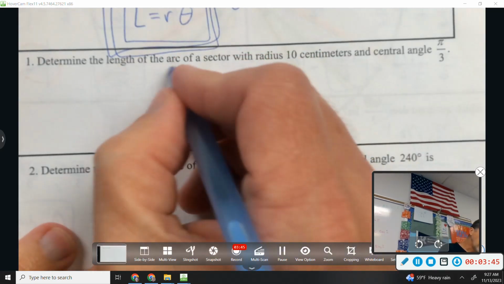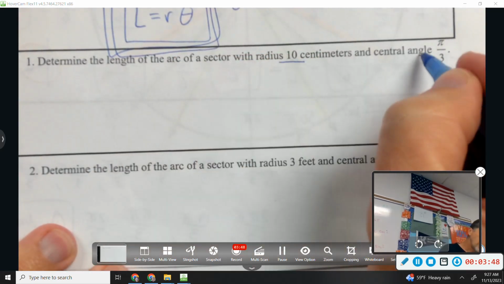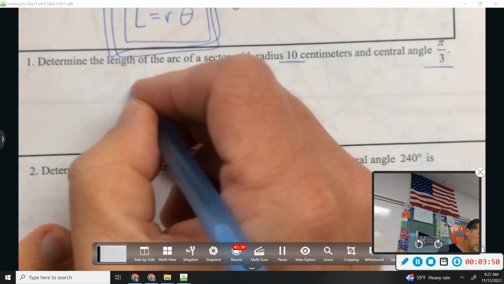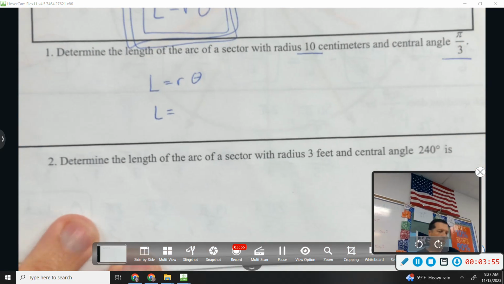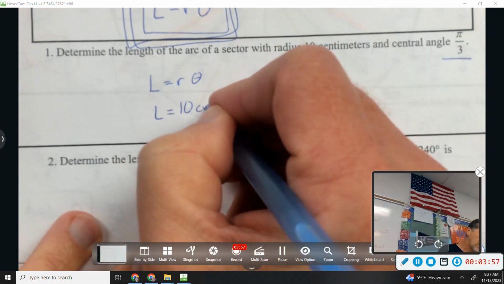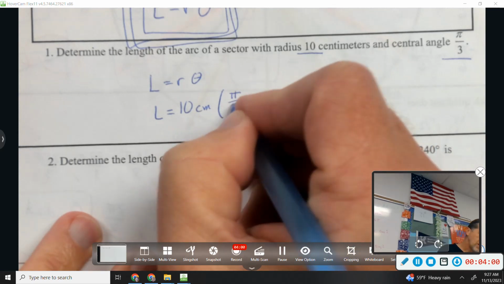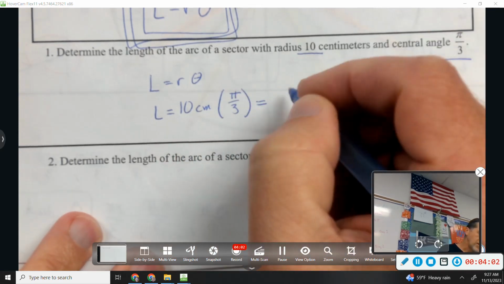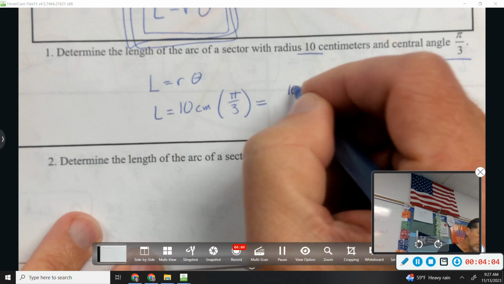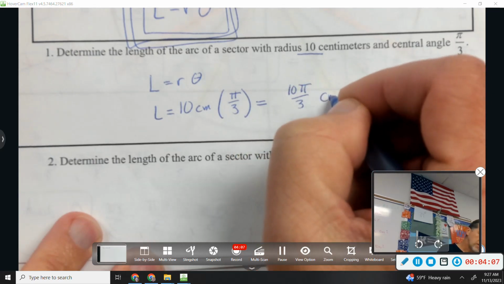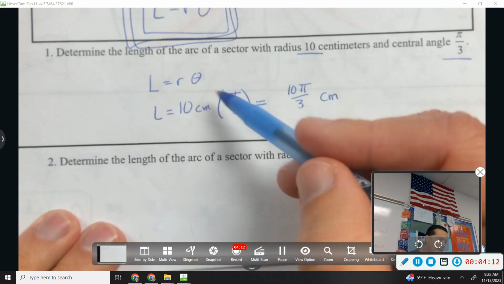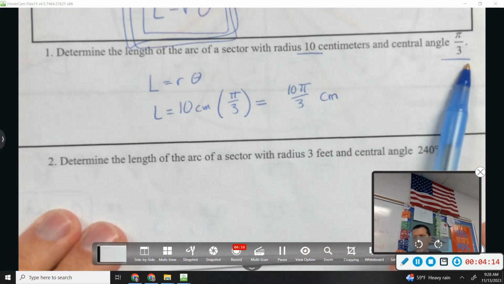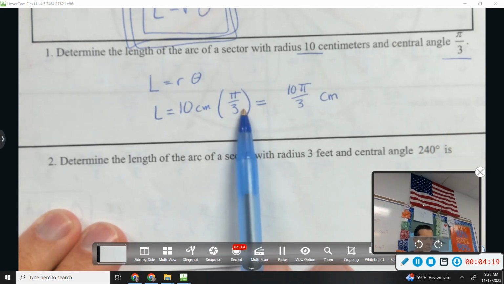Determine the length of the arc of a sector with radius 10, central angle pi over 3. Well, it's the first one, so of course it's as easy as we can get it. The radius is 10. The angle is pi over 3. So that arc length is 10 pi over 3 centimeters, right? Because it's a length. And theta doesn't really have a unit, like the angle in radians is unitless. So centimeters times no units is still centimeters.